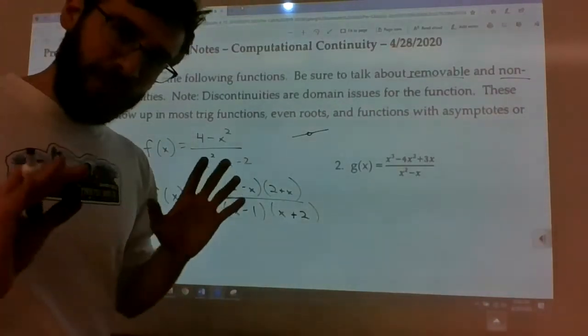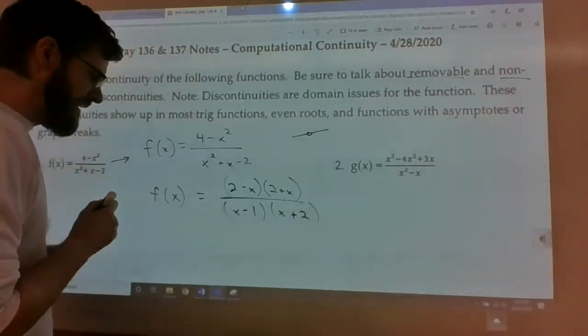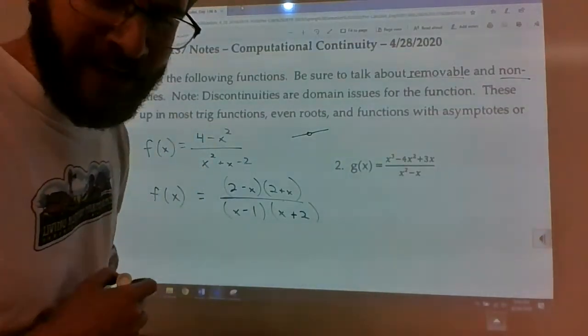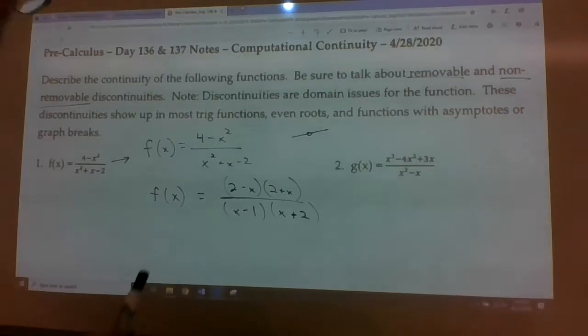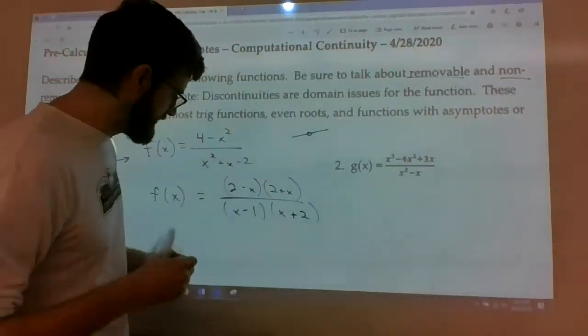So here's what we have now. I'm going to try to get a marker that has more ink in it. All right, let's hope this guy can do the trick.